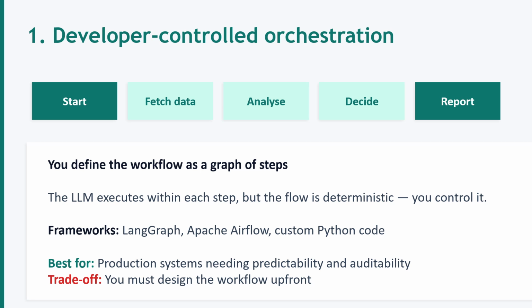Frameworks like LangGraph let you build these graphs in Python. This approach is best for production systems where you need predictability and control. When something goes wrong, you can trace exactly where and why. The trade-off? You have to design the workflow up front. The system only does what you planned for.